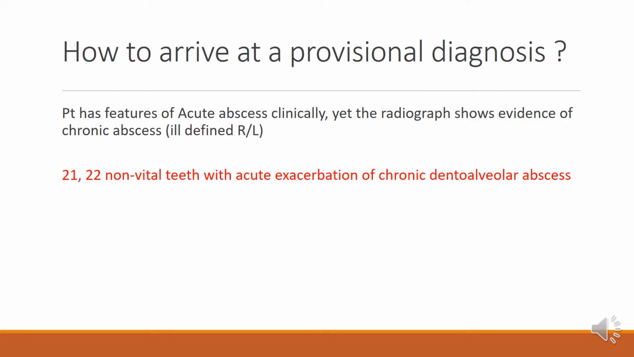Then how do we arrive at a provisional diagnosis now? The patient is having features of acute abscess clinically. He's come to us with a swelling which is just of 5 days in duration. Yet on the radiograph you see that there is evidence of chronic abscess, because there's definite ill-defined large radiolucency. And then he has already given us clinically a previous history of swelling, a similar episode.